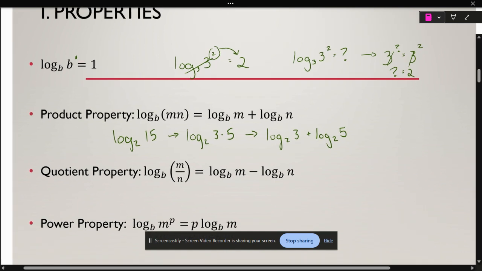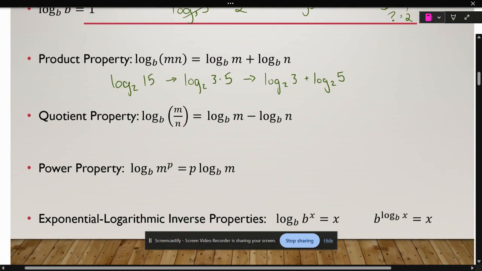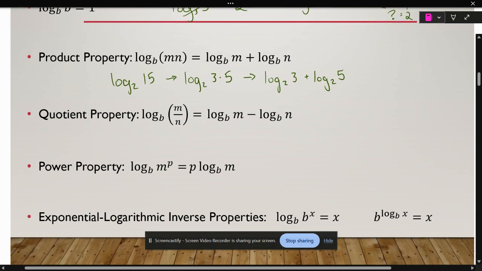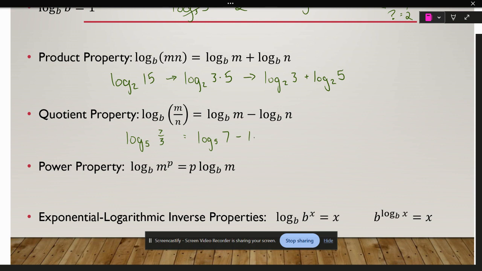Quotient property is very, very similar. Again, say for instance I had those numbers. Let's do something like log base 5 of, I don't know, maybe 7 over 3. I could set this up to be log base 5 of 7 minus log base 5 of 3.